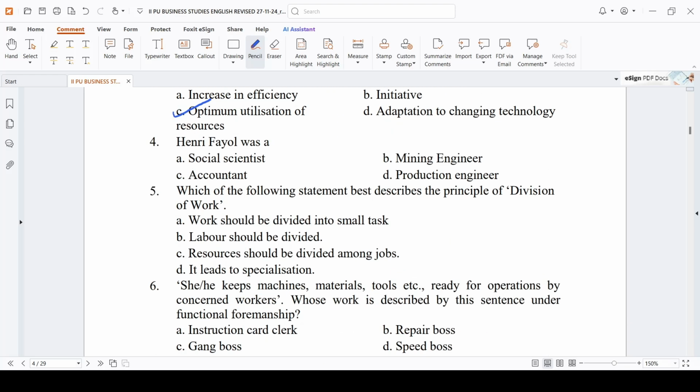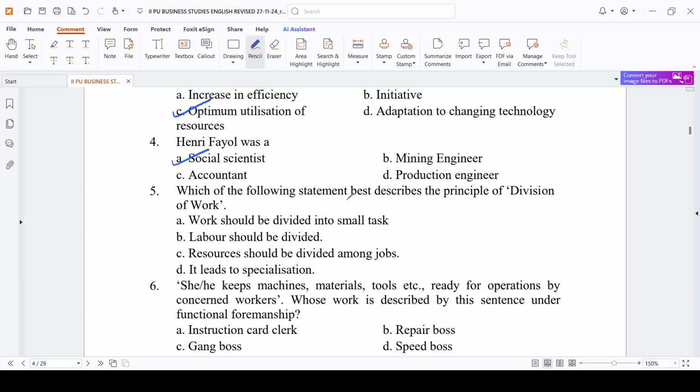Next, who is Henry Fayol? Henry Fayol is the father of general management. F.W. Taylor is the father of scientific management. This one we all know. But who was Henry Fayol actually? Henry Fayol was a social scientist. He is not a mining engineer, production engineer, or accountant. No, he is a social scientist.